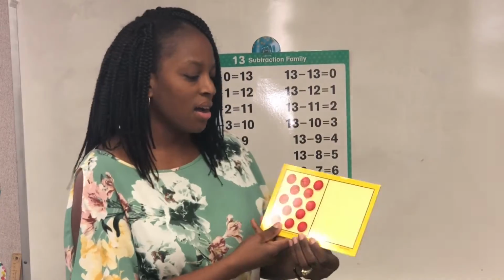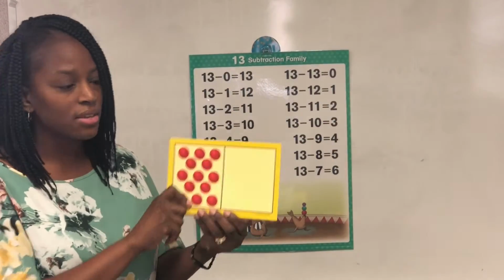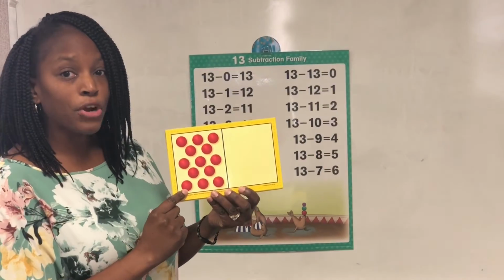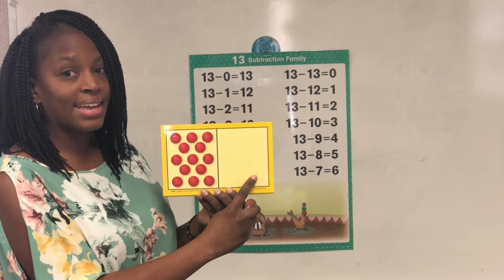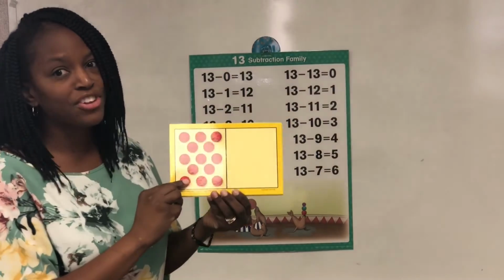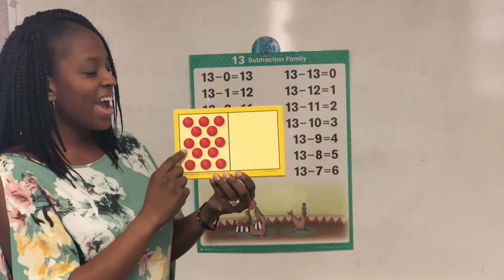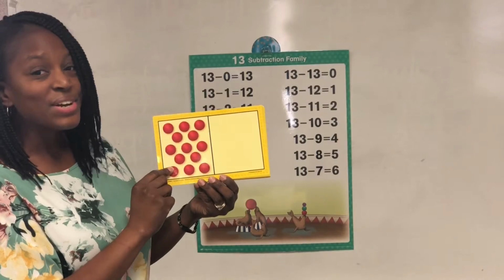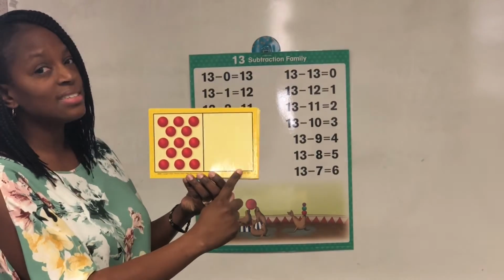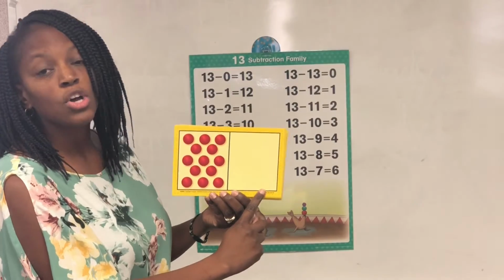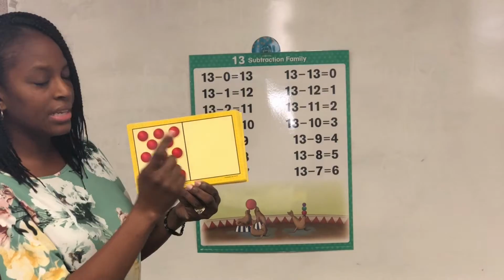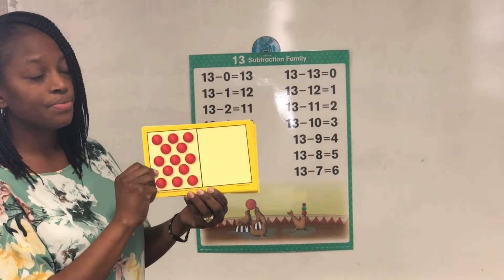All right, boys and girls, let's take a look at our dot cards. Remember, we're going to subtract. To subtract, we're going to count all of our dots, minus the first square, equals the second square. How many dots do I have in all? I have 13 dots in all, minus the first square, which is 13, equals the second square, which is 0. So our combination is 13 minus 13 equals 0.